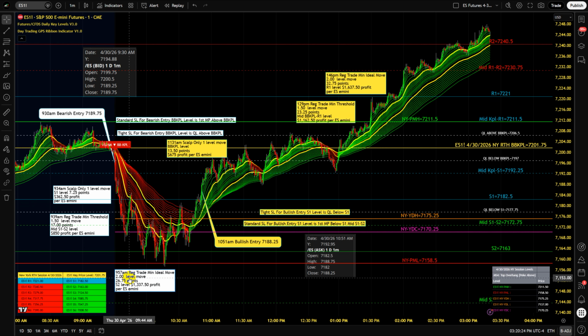We also have the two-level move, just like we saw in the NQ. So that's at the 9:57. Two-level ideal minimum move, 71.63. So that's 26.75 points move in our favor, $50 a point on the regular E-mini, $1,337.50 profit per ES E-mini, regular, or per 10 ES micros.